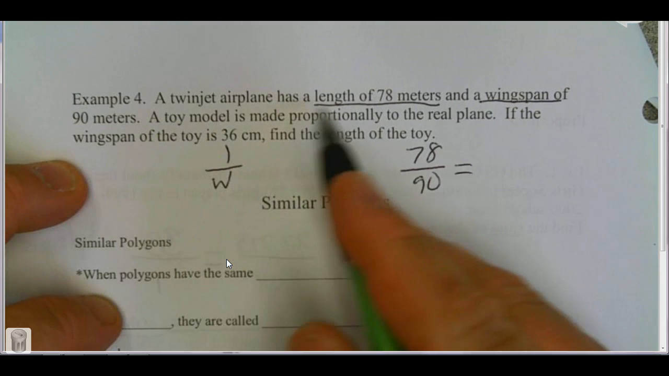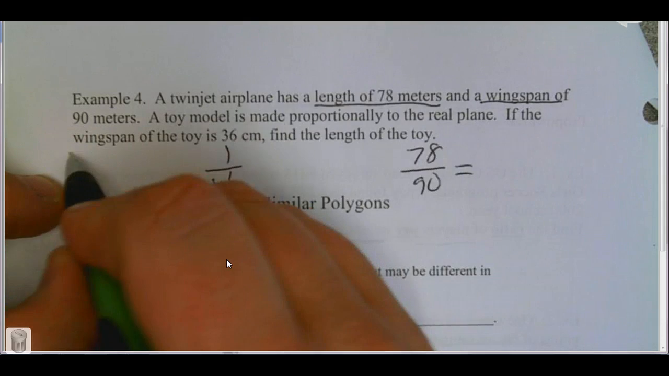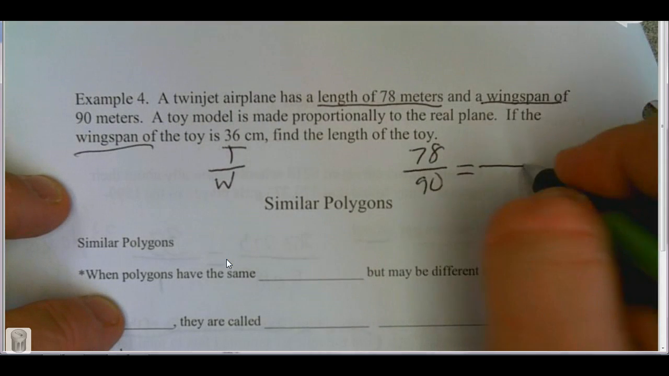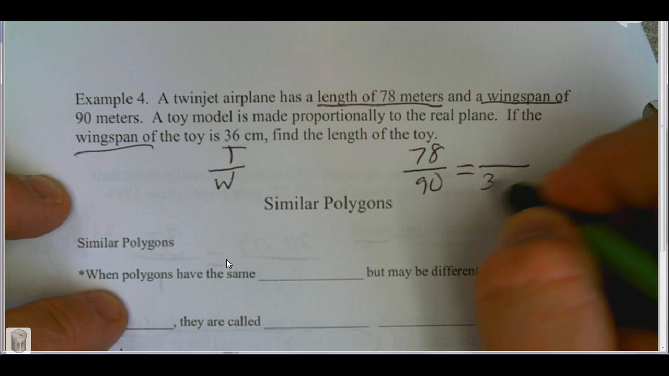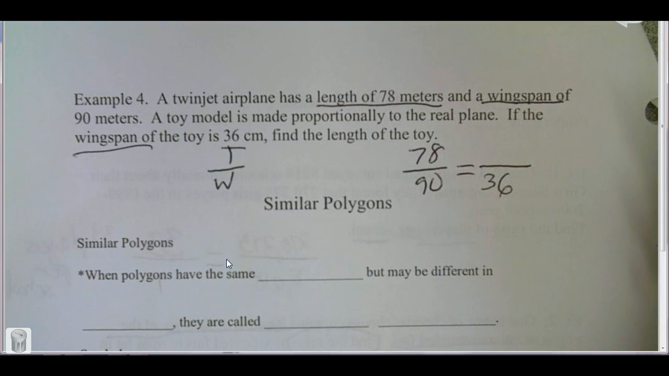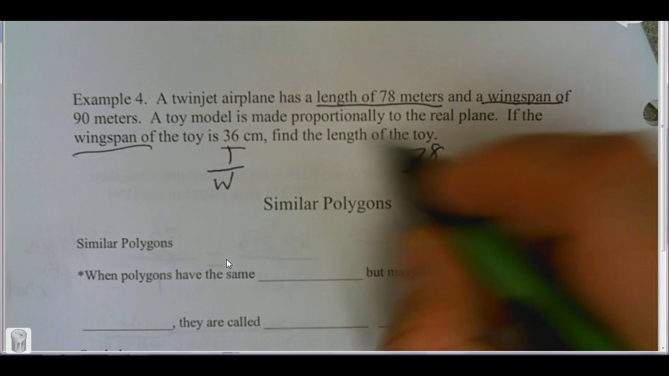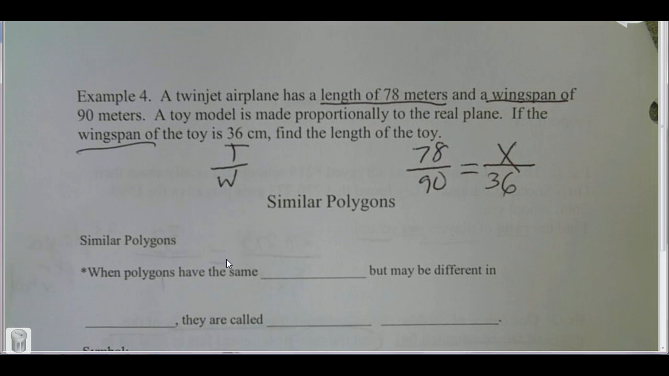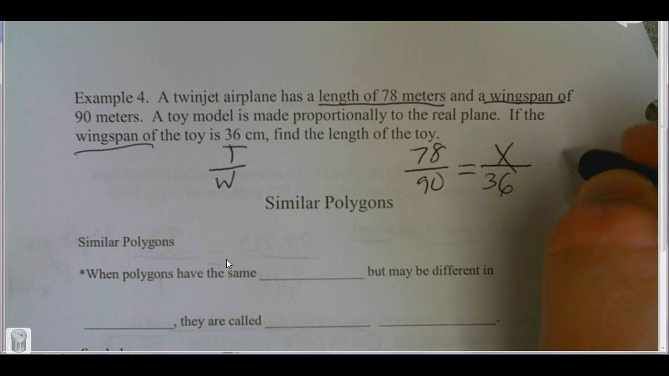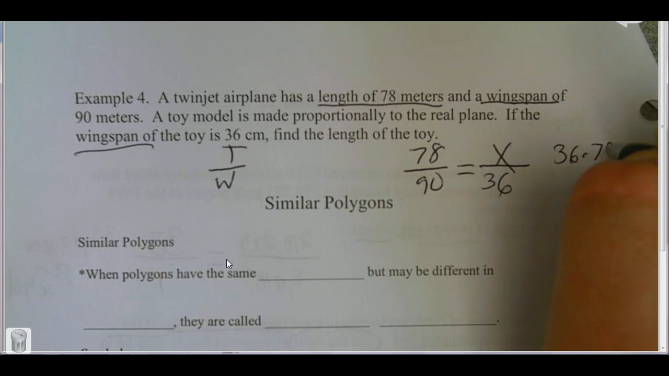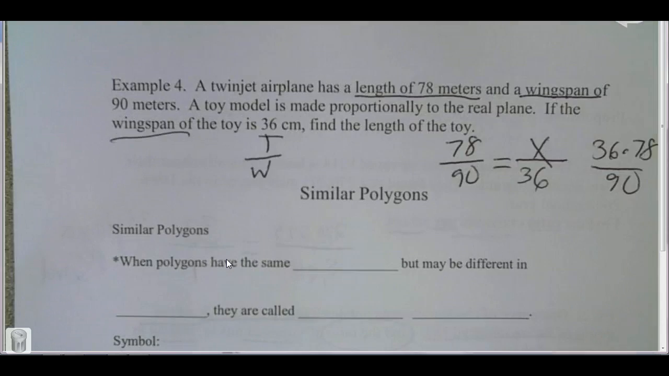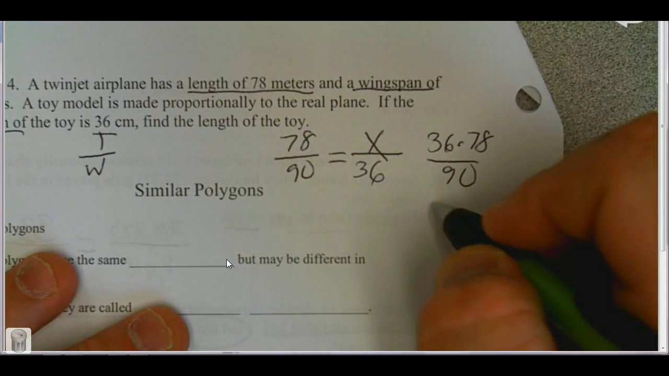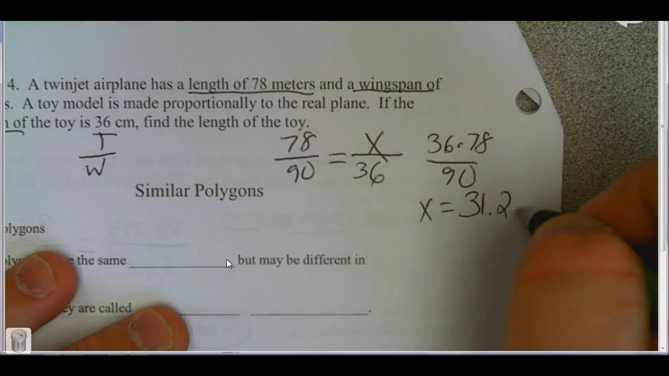A toy model is made proportionally to the real plane. Wingspan is 36. So in our second piece of this proportion, we're going to put the 36 on the bottom to match up with the original, and so then we put the x on top. So then we can go ahead and solve. 36 times 78 divided by 90, we get x is equal to 31.2 centimeters.